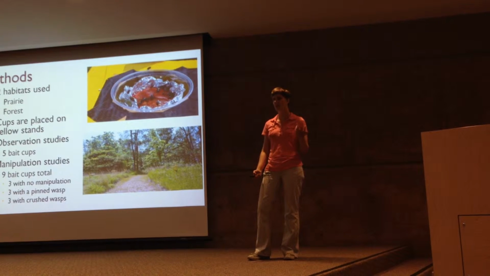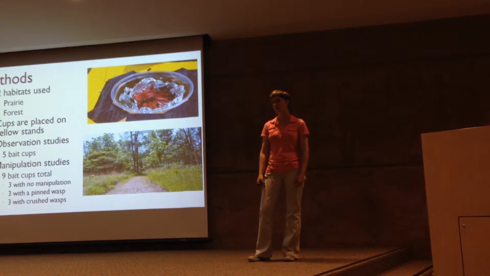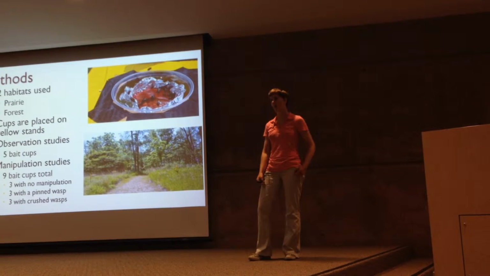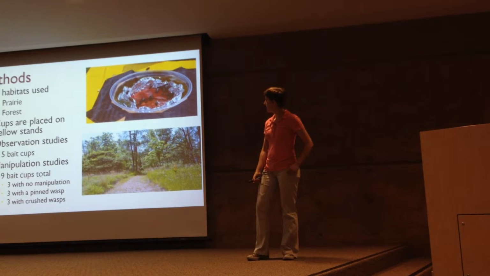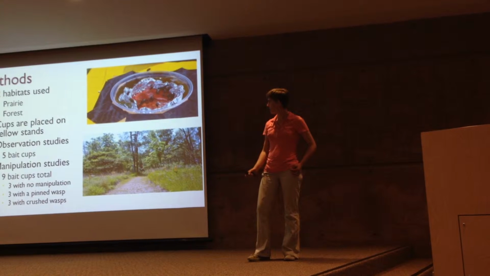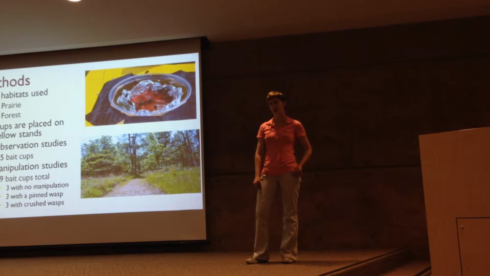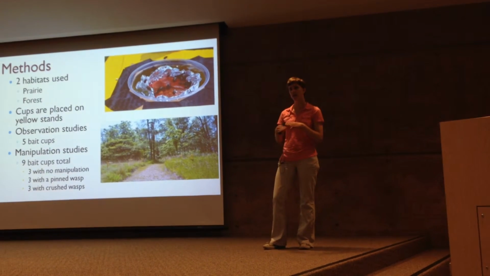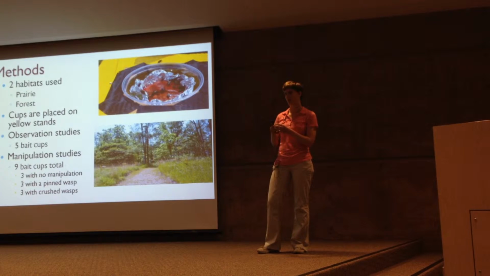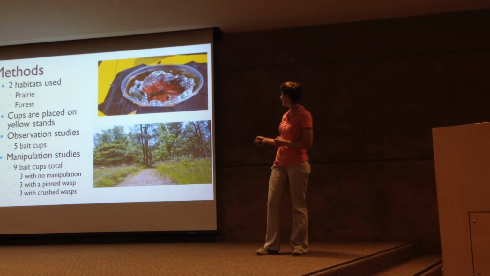So using the prairie and the forest, the cups are placed on yellow stands. The stands are spray painted yellow to attract Hymenoptera, which is the order that wasps fall into, and they're attracted to the yellow color. Each trial for the observation studies consists of 5 bait cups, and 1 bait cup consists of a plastic cup with some vermiculite in the bottom and a foil cup with chicken liver in it. You can see that right here.